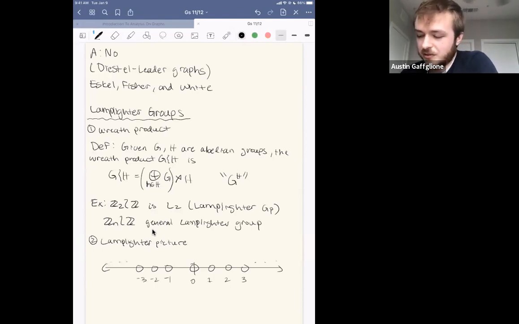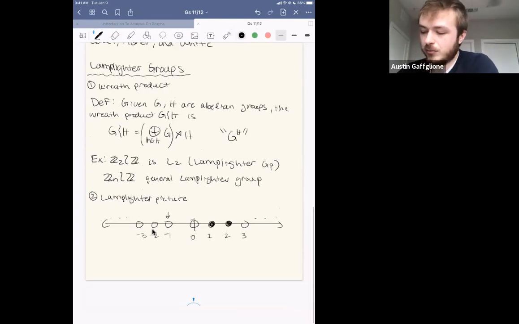I have this lamplighter, so you can think of it as this ominous figure that just starts at 0, walks to left and right, turns on bulbs. So maybe in this picture, it turns on the bulb at 1, 2, and then moves back to -1. And that's the final position of the lamplighter.